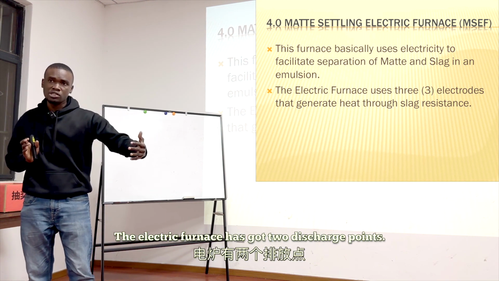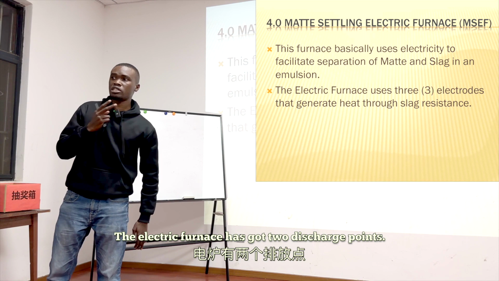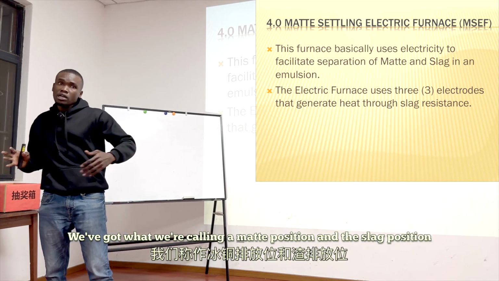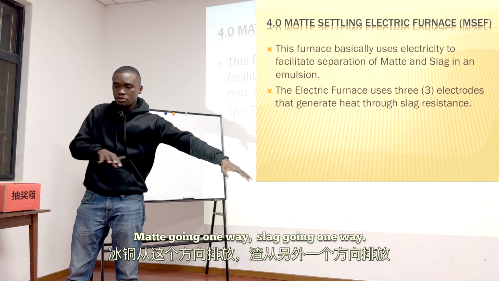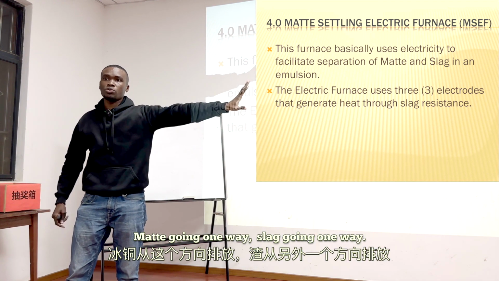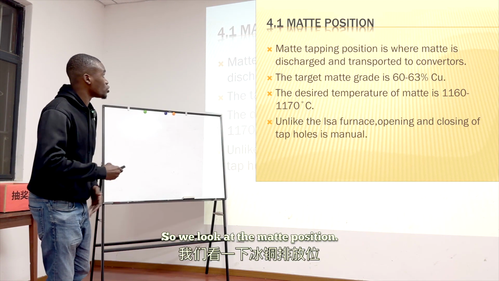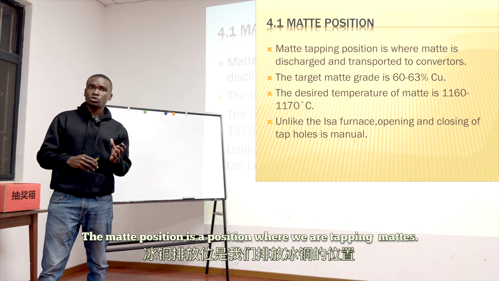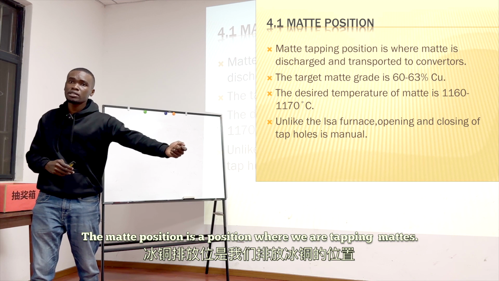The electric furnace has got 2 discharge points. We have got what we are calling a matte position and slag position. It's matte going one way, slag going one way. So we'll look at the matte position. The matte position is a position where we are tapping matte.